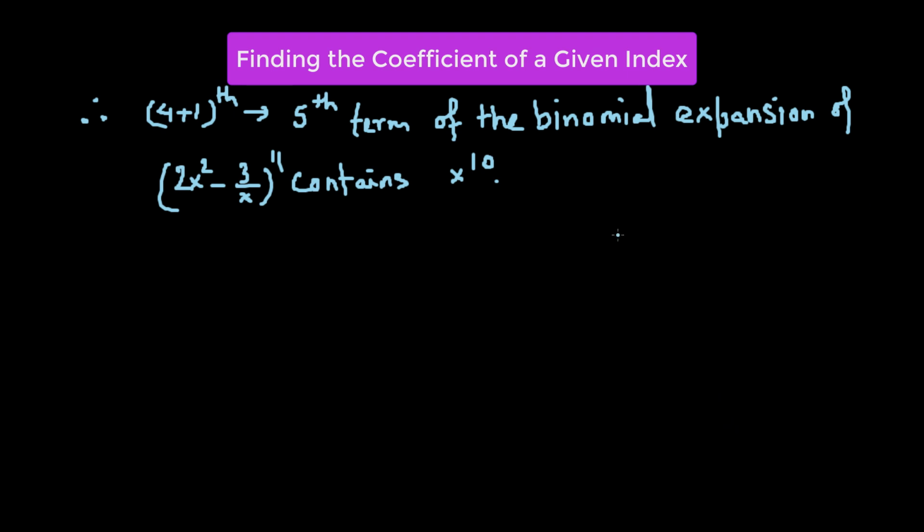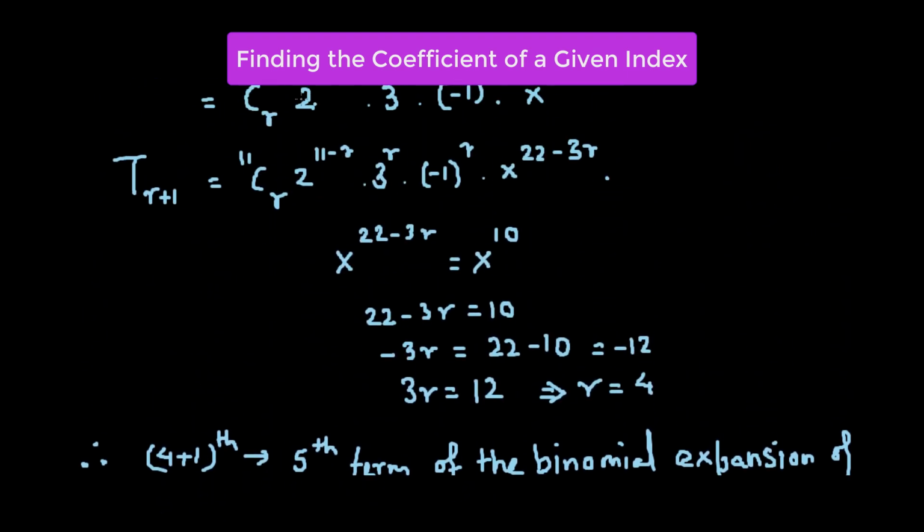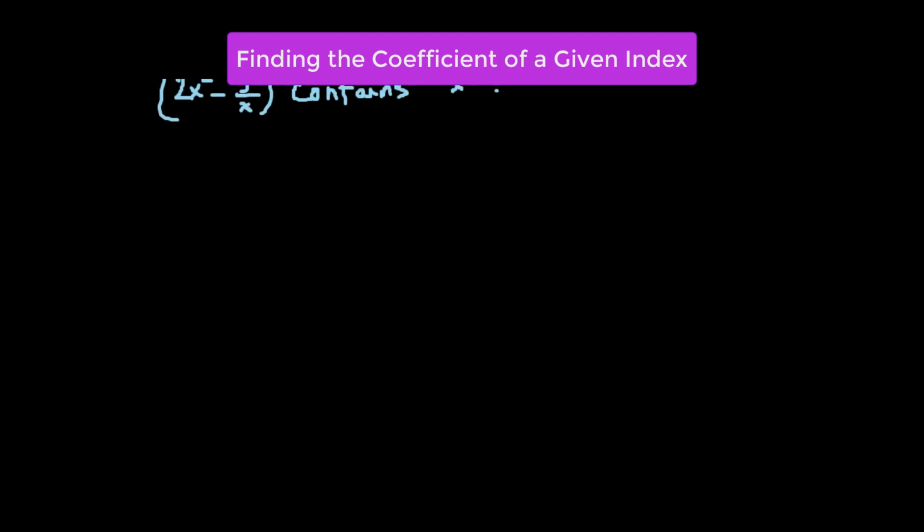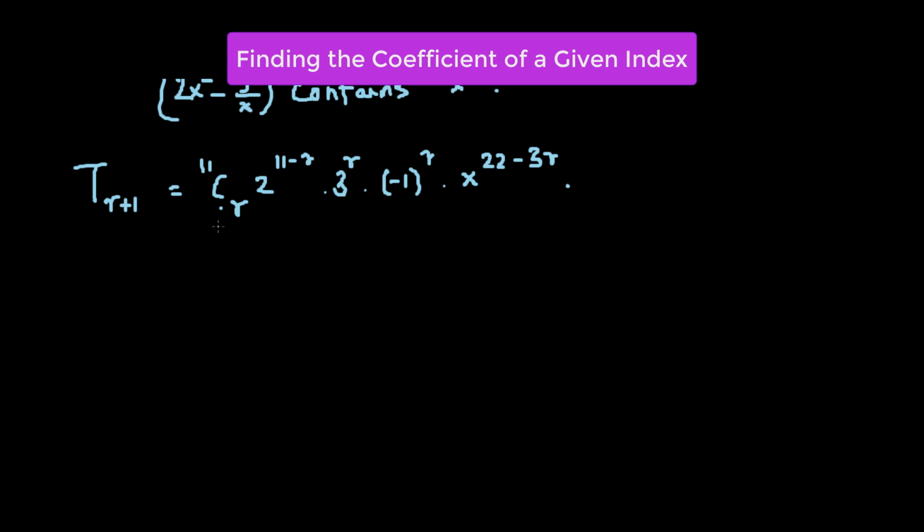So here we have to find out the coefficient of x raised to the power of 10. So what we do, we replace the value of r by 4 into our general term. So let's take this term and we're going to replace the r value by 4. So this gives us T 4 plus 1, which is T5, equals 11c4 times 2 raised to the power 11 minus 4 is 7 times 3 raised to the power of 4 times negative 1 raised to the power of 4 times x raised to the power of 22 minus 3 times 4, that will give you 10.